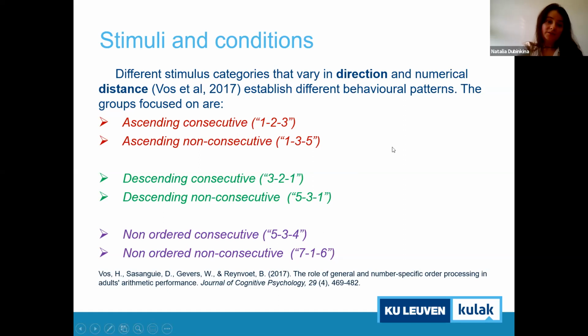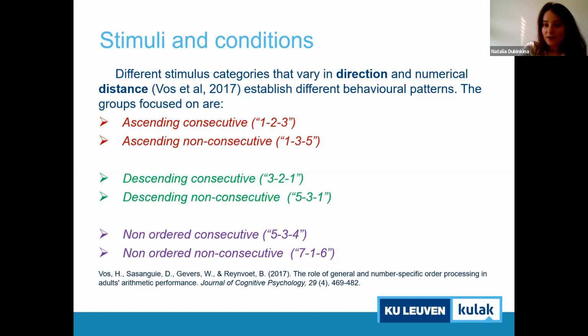And the distance can be different. In our study, it was either small, consecutive, so they go one after another, or it was a non-consecutive distance, like 1, 3, 5, for example, or 5, 3, 1. And it was either 2 or 3 or 4, the distance between 2 neighboring digits. So altogether, they resulted in 6 different conditions.